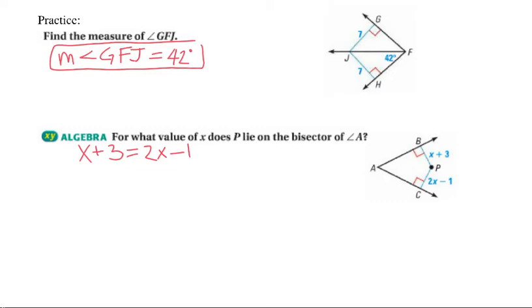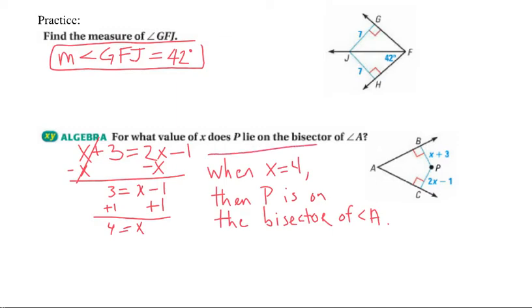Alright, so first off, if we subtract the 1x from the left-hand side, we get 3 equals x minus 1, and then you add 1 to the left side, so I get x equals 4. So, when x equals 4, then point P is on our angle bisector of angle A.